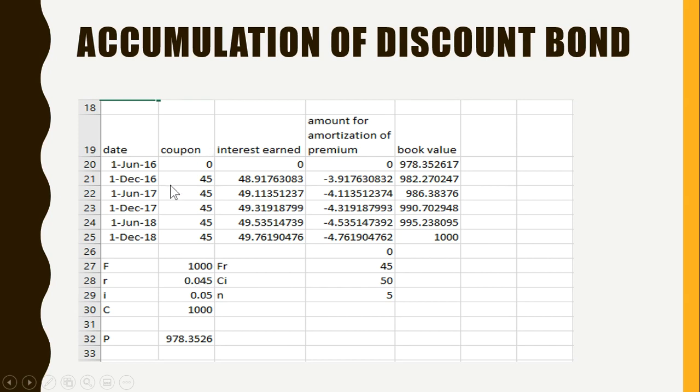Then we look at the coupon here. It's also 45 ringgit, but the actual interest that we count is 48 ringgit and 91 cent. You can see the amount for amortization of premium, the column here, all the figure is negative. That means the company has to add back this amount with the coupon rate to pay the investor. So when you sum up this column, the amount will be the amount you gain from this bond.